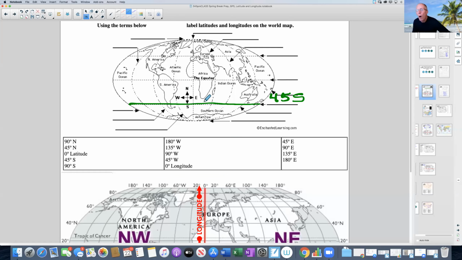And guys, why is it 45? Because it's the halfway point between 0 and 90 degrees. This would be what? 45 degrees north. Very, very good. So that challenge done, now I'm going to give you something that's a little bit harder.